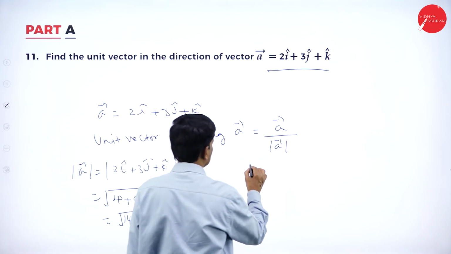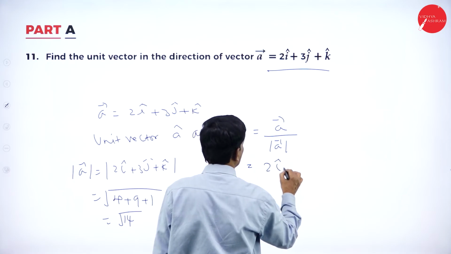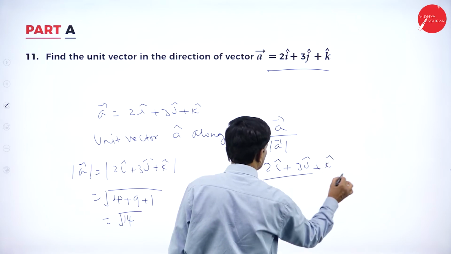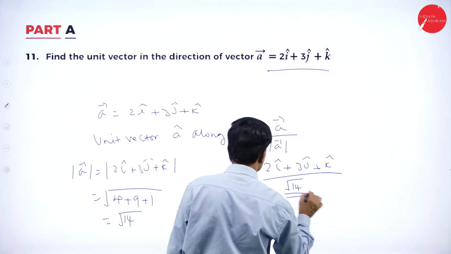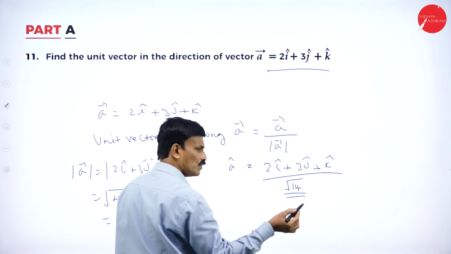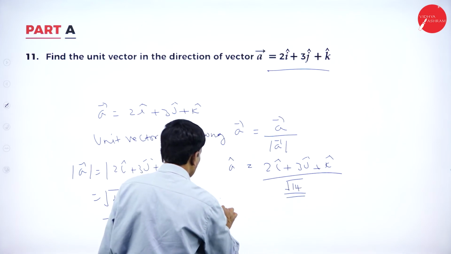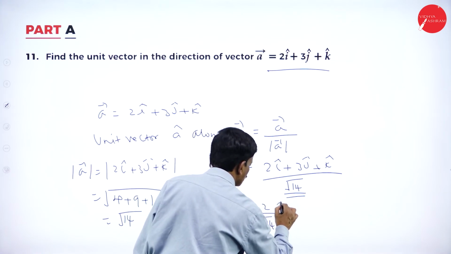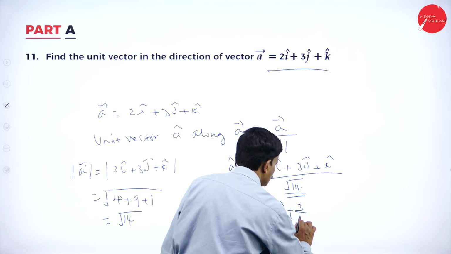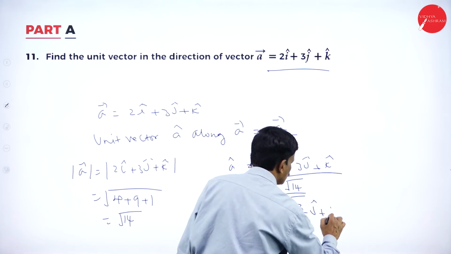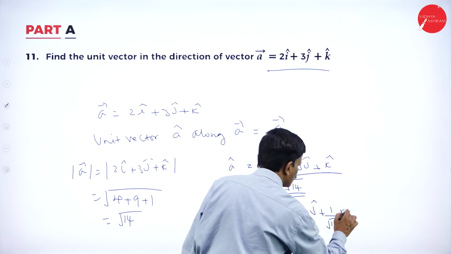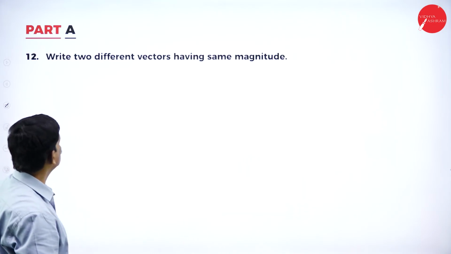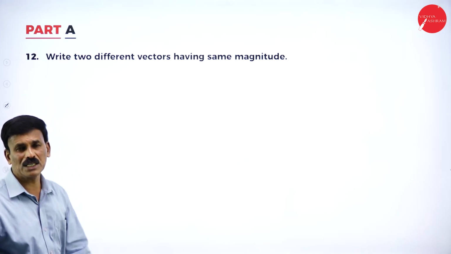So you can write it as vector A is 2i cap plus 3j cap plus k cap divided by root 14. This is the unit vector. Or if you want, you can stop here itself. Or if you want, you can also write like this: 2 by root 14 into i plus 3 by root 14 into j plus 1 over root 14 into k cap. This is the unit vector. That's it.